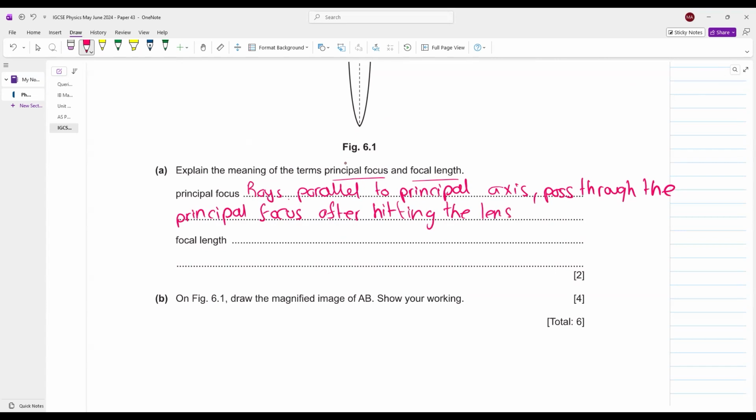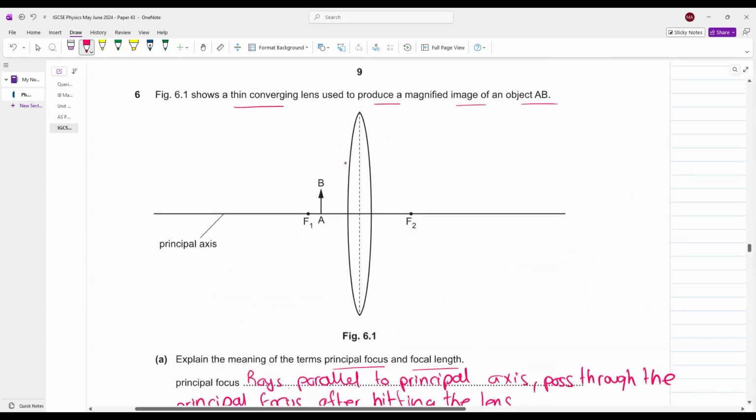Perfect. What is your focal length? Distance between optical center and principal focus. That is known as your focal length. On figure 6.1, draw the magnified image of AB. Show your working. How will you do that?